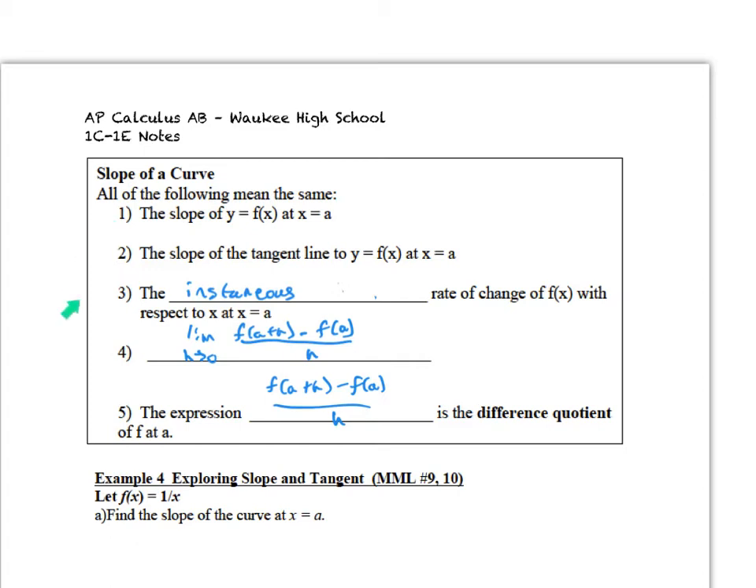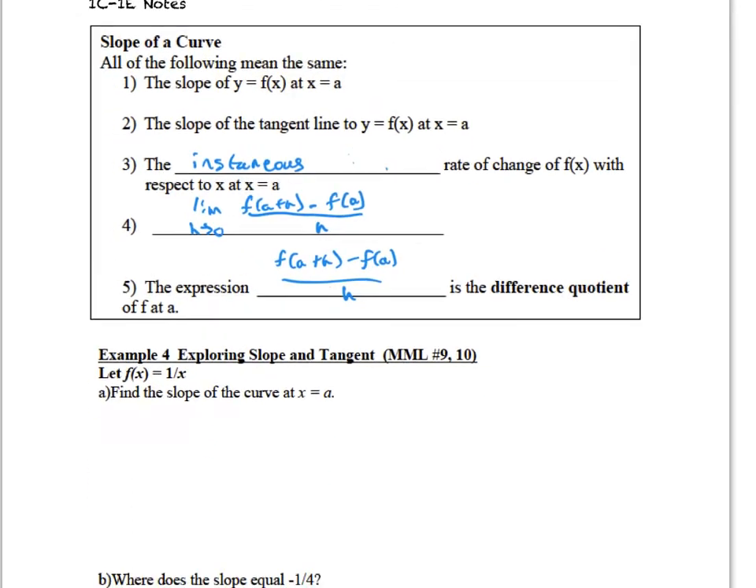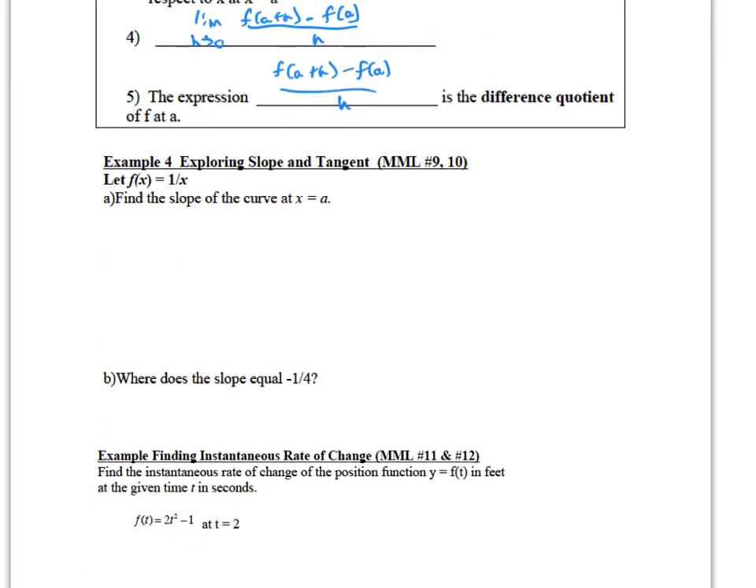And look, we've got 5 different ways here of discussing slope of a curve, either explicitly, or as the slope of the tangent line, or as an instantaneous rate of change, or by a formula, or maybe through a difference quotient here. All of those things come to mind right away. Okay, let's take a look at a quick example here.